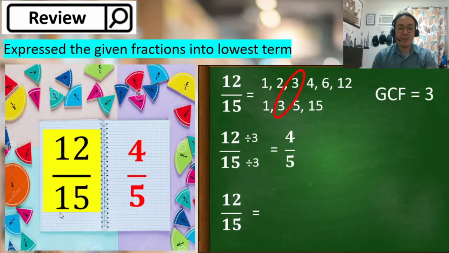But still remember this one. How can we identify again if 4/5 is already in lowest term form? We can say that 4/5 is already in lowest term if they do not have common factors except 1. So 4, ang factors niya lang naman ay 1 and 4. Si 5, ang factors niya lang naman ay 1 and 5. So wala nang common sa kanila. So that's why 4/5 is already in lowest term form.